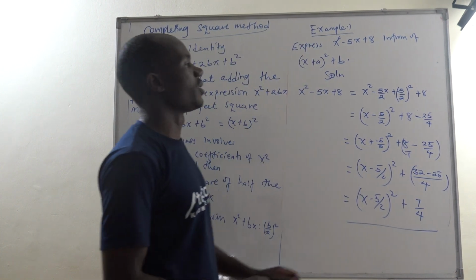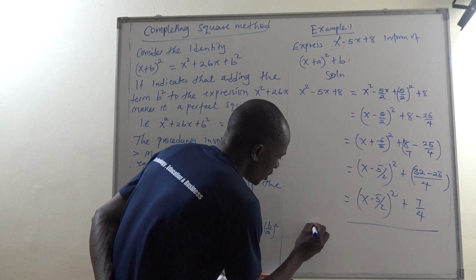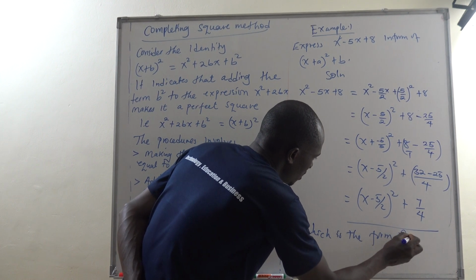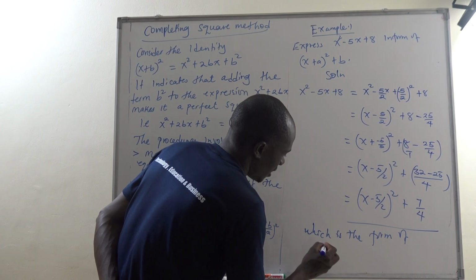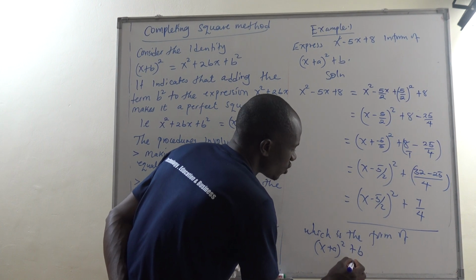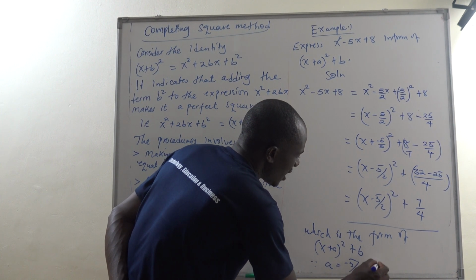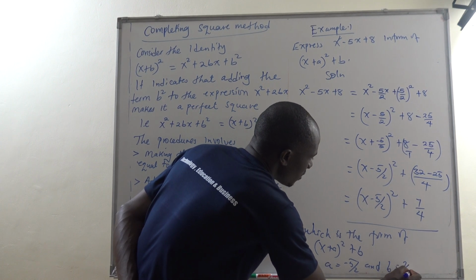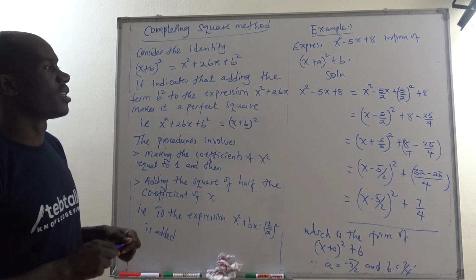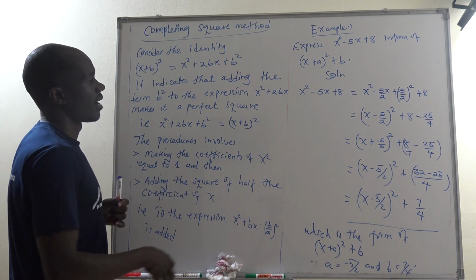So this one is already expressed in the form which they want. I can even say it is in the form of (x plus a) squared plus b. So when you compare, it means a equals negative 5 out of 2 and b equals 7 out of 4. That's what happens. If they say express that in terms of that, that's what will automatically come out.